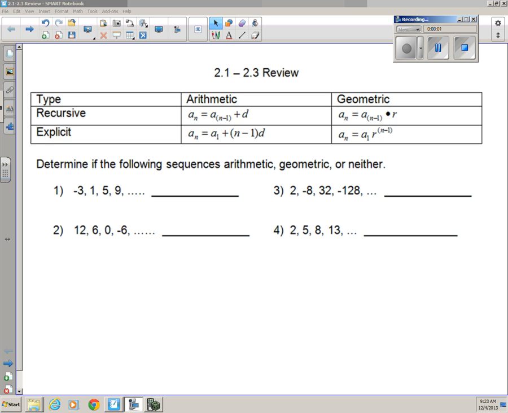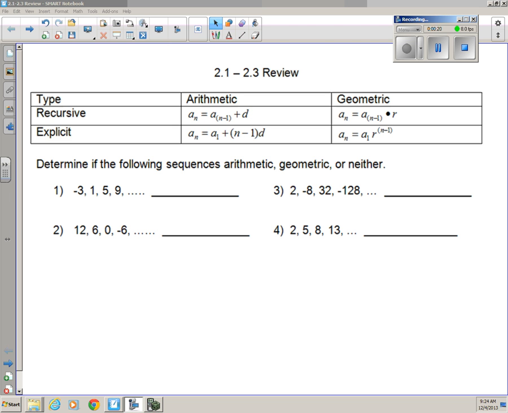So this is the review for the quiz for tomorrow. We will give you all the rules that you see here. Okay, so we're going to give you the recursive formula for both arithmetic and geometric, and we're going to give you the explicit formula again for both arithmetic and geometric. So determine if the following sequences are arithmetic, geometric, or neither.